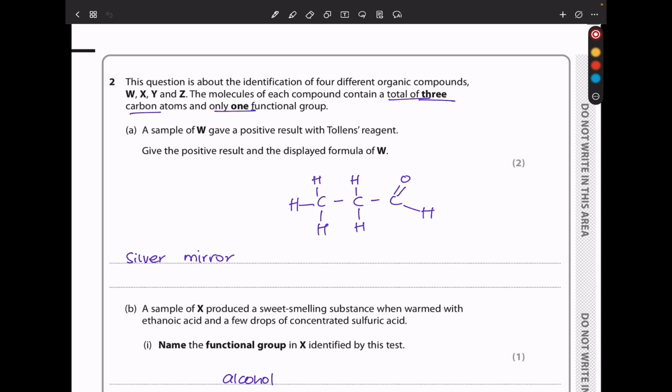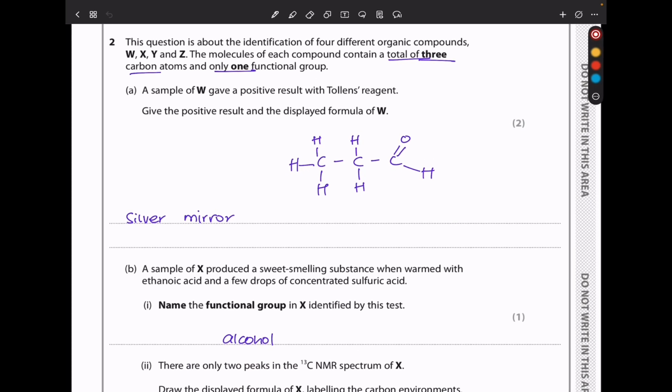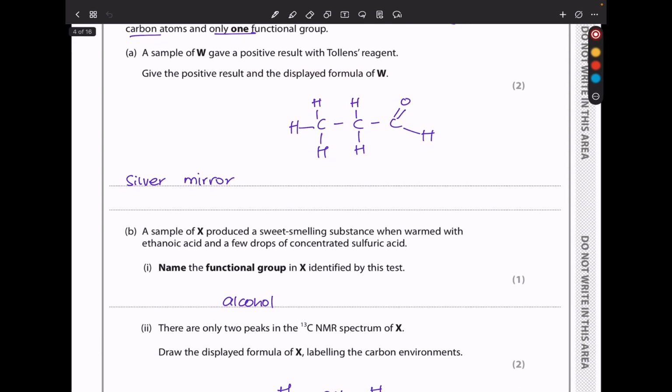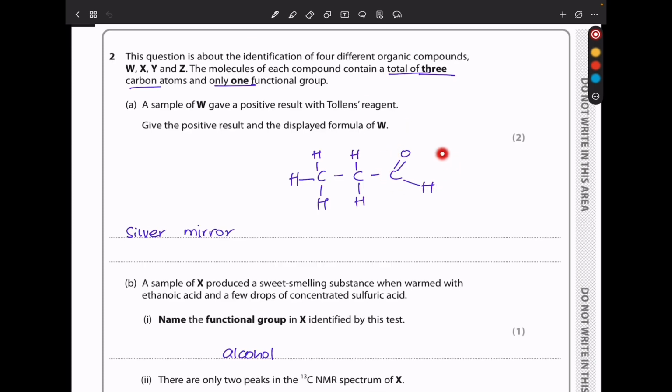In question 2, this question is about the identification of 4 different organic compounds, W, X, Y, and Z. The molecules of each compound contain a total of 3 carbon atoms and only 1 functional group. A sample of W gave a positive result with Tollens reagent, meaning this is going to be an aldehyde. The positive result is a silver mirror forms, and this is going to be an aldehyde.